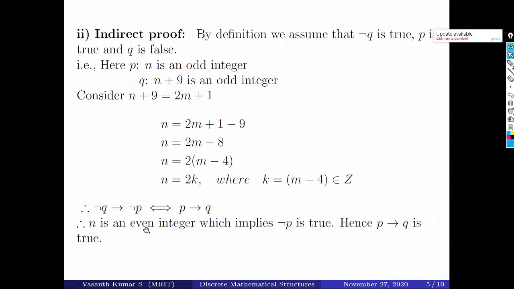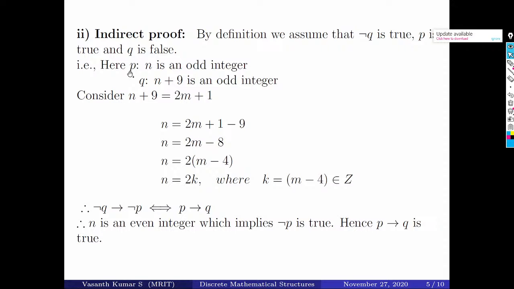Therefore n is an even integer, which implies negation p is true. Hence p implies q is true. So I will define once again.